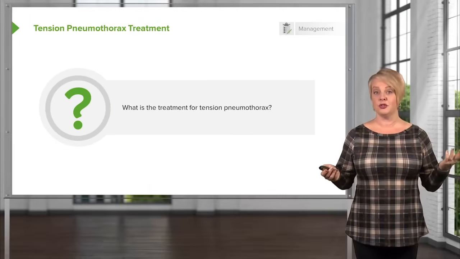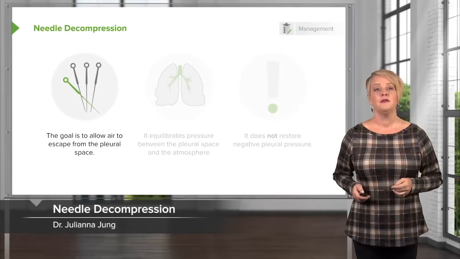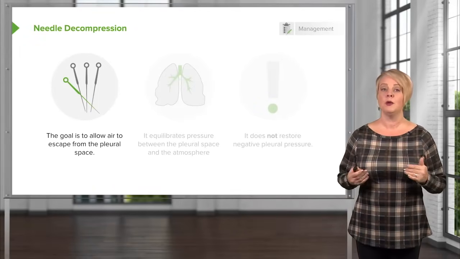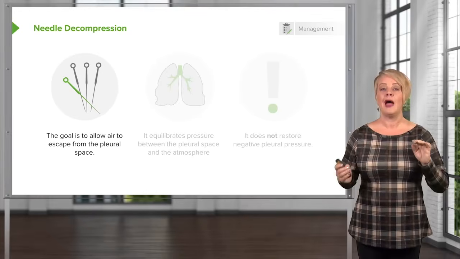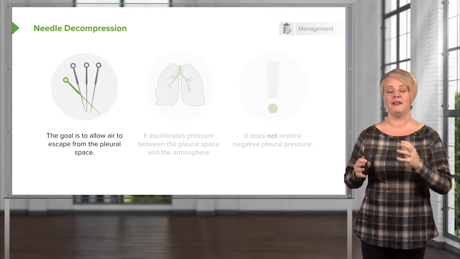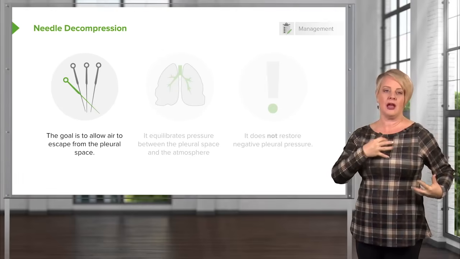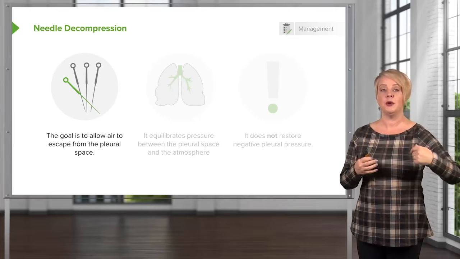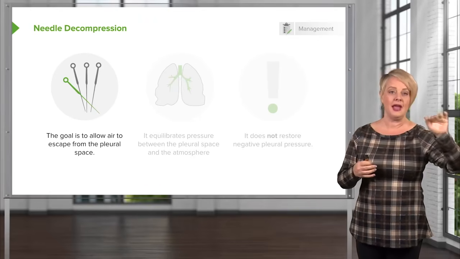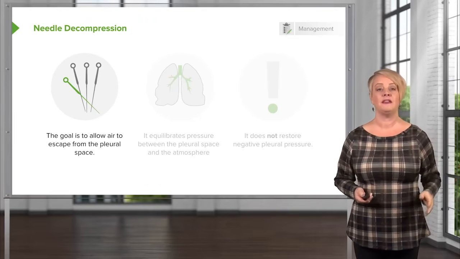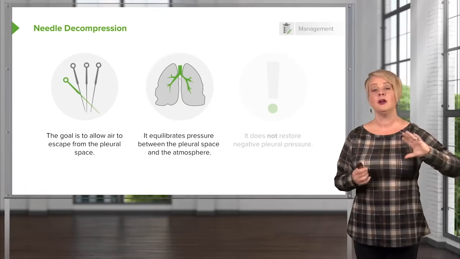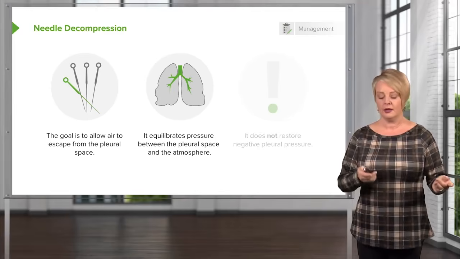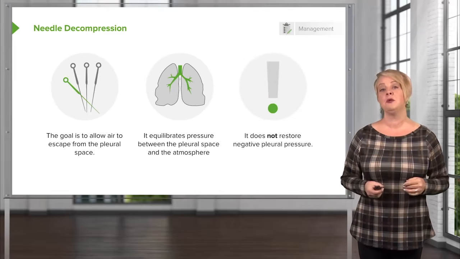So what are we going to do to treat a tension pneumothorax? Very simply, the first-line treatment is needle decompression. And what we're doing when we decompress the lung is allowing air to get out of the pleural space. So if I've got a big high pressure air collection here in my chest, the goal of decompressing is to make a conduit between the inside of my chest and the outside world that'll let that air escape. And what's going to happen is that's going to equilibrate the pressure inside of my pleural space with the atmospheric pressure. However, it's not going to make my pneumothorax go away.